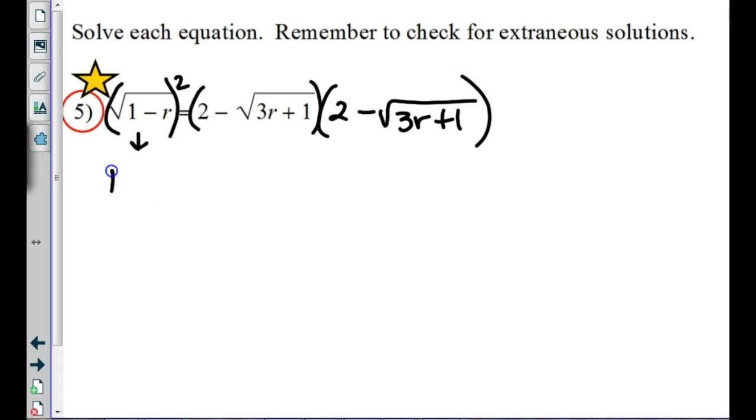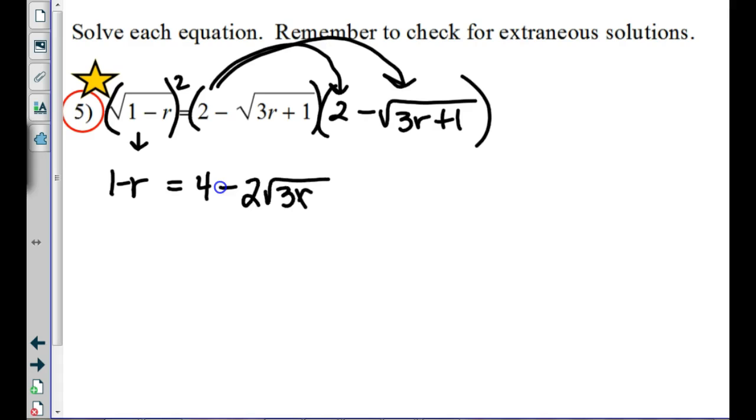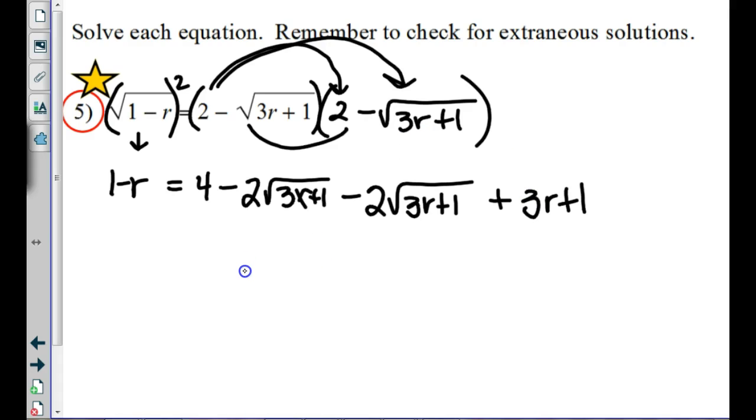What happens on the left is 1 minus r. Help me over here. What's 2 times 2? Then I have 2 times a negative square root of that, so I get negative 2 square roots of that. In here, I get another negative 2 square roots of that. What is a negative square root of the radicand times another negative square root of the radicand? Positive, so it would just be the radicand, 3r plus 1. All right.